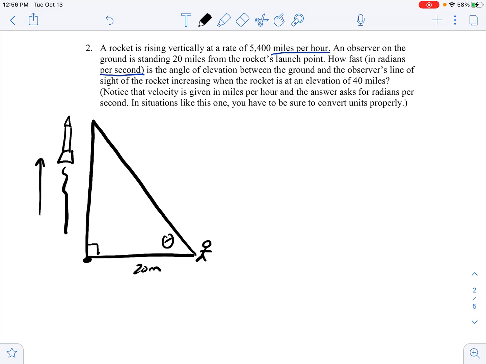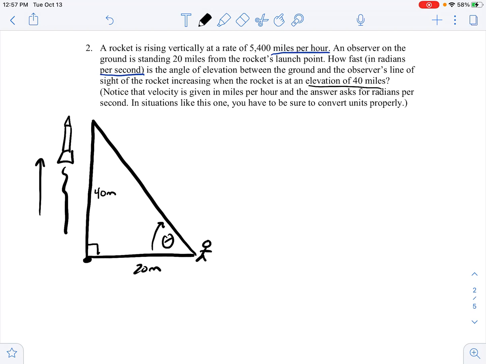Now what's going to happen to the angle? Is it increasing or decreasing? As we watch that rocket rise, the angle itself is getting larger. And at what rate is that angle changing when the rocket is at an elevation of 40 miles? So at some point that will be 40 miles up.